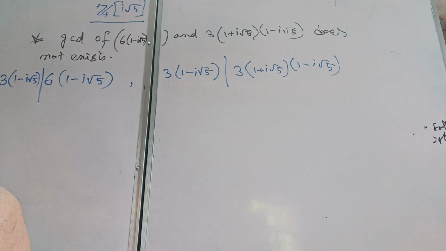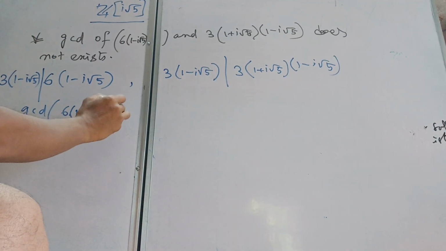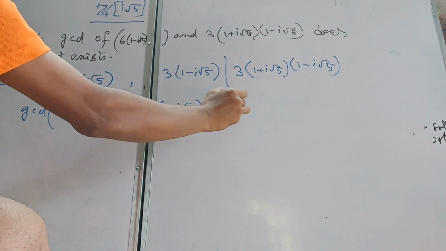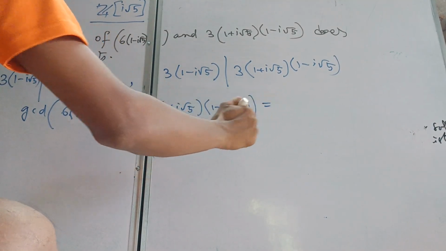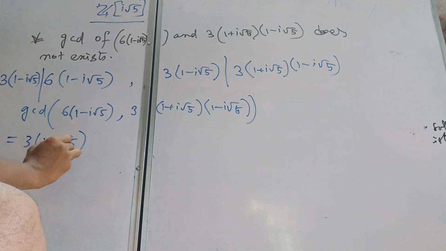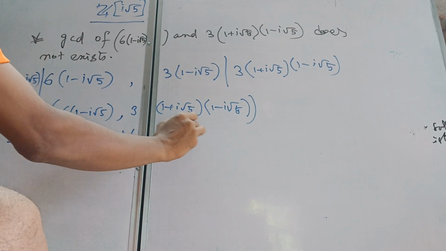So we talk about that this one equals what? That means we find the GCD of 6 multiplied by 1 minus i root 5, and here 3 times 1 plus i root 5 multiplied by 1 minus i root 5, equal to what? Equal to 3 times 1 minus i root 5 and the remaining GCD of 2 and 1 plus i root 5.